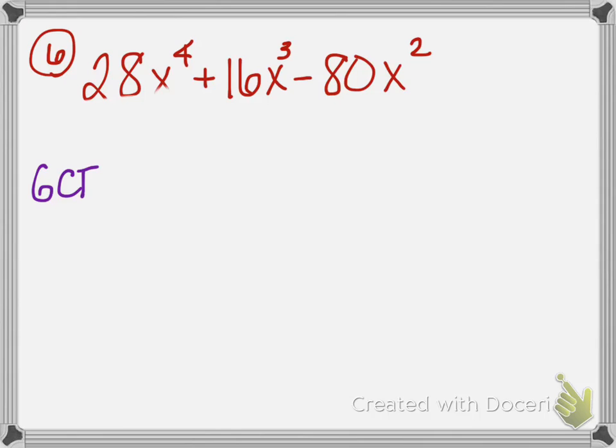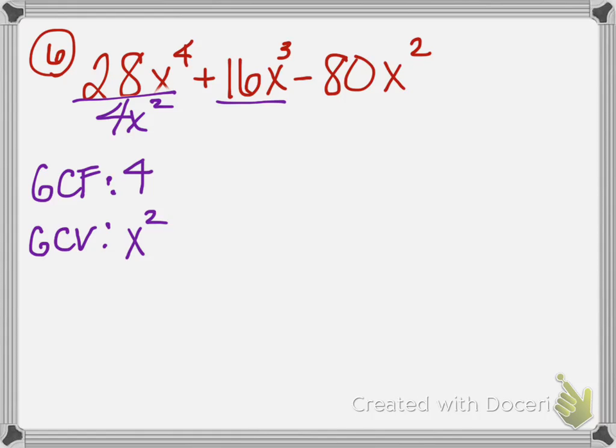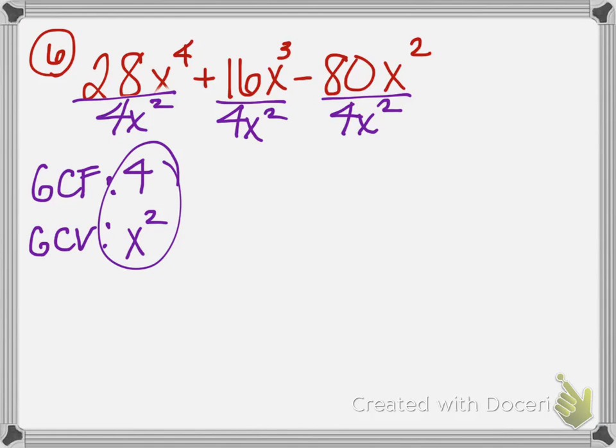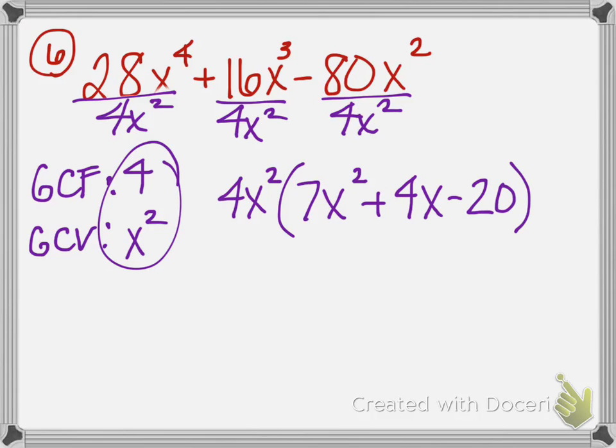So greatest common factor to be taken out and greatest common variable to be taken out. Greatest common factor of 28, 16, and 80 is 4. And the greatest common variable of x to the 4th, x to the 3rd, and x squared is x squared. So I'm going to start by dividing all of these by 4x squared. Remember, whatever I divided by, whatever my common factor and variable are, that's what goes on the outside of my parentheses to start. So I factor and I have 7x squared plus 4x minus 20 left after I factor.